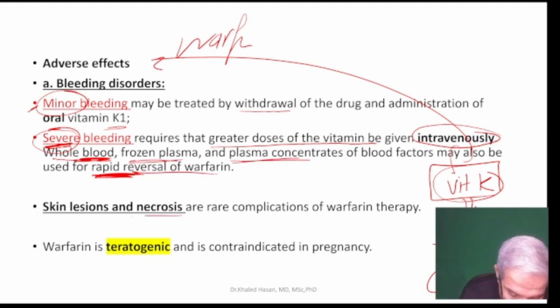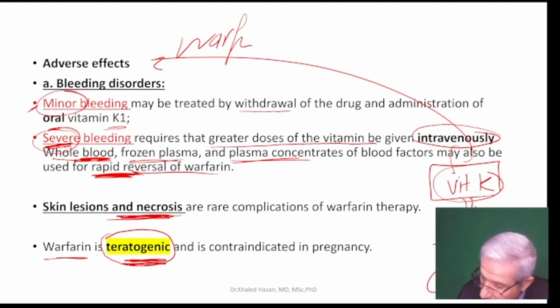The patient may suffer from necrosis, skin necrosis. We have seen the picture from Google images. Also, we discussed this group of medication, warfarin, is considered teratogenic and contraindicated during pregnancy.